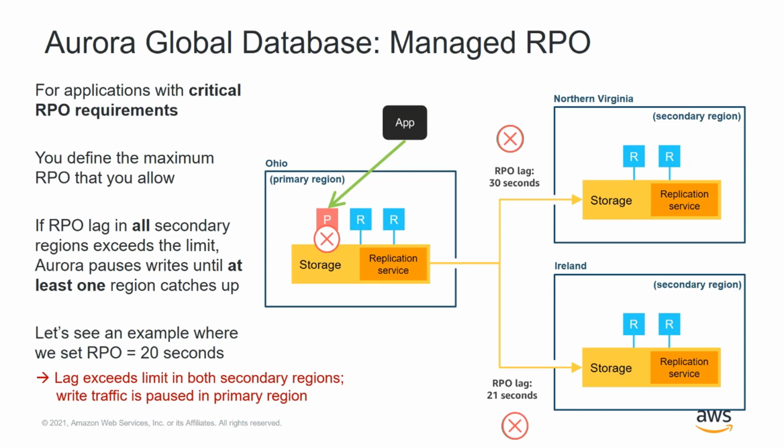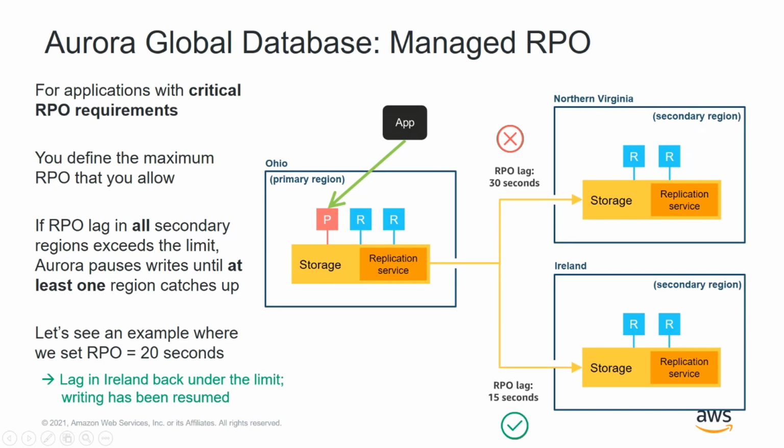So the read-only workloads, reports, those will continue, but any attempt to make changes will certainly be paused, and the managed RPO will allow transactions to start processing again on the primary node when any of the secondaries is within the range of your defined RPO. So the trade-off is that you're giving up the availability of your database to maintain the cross-region synchronization.